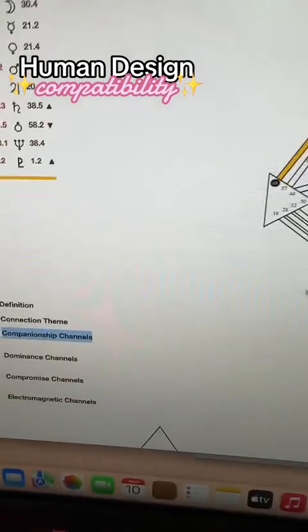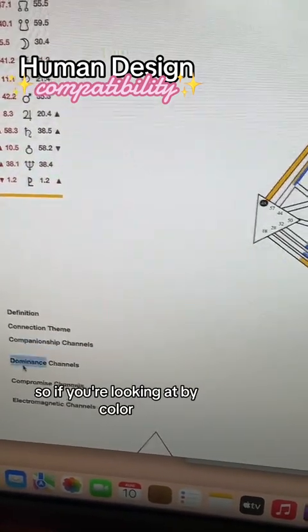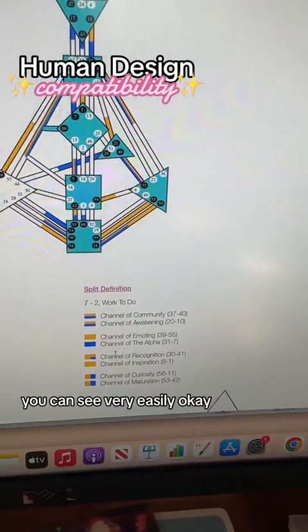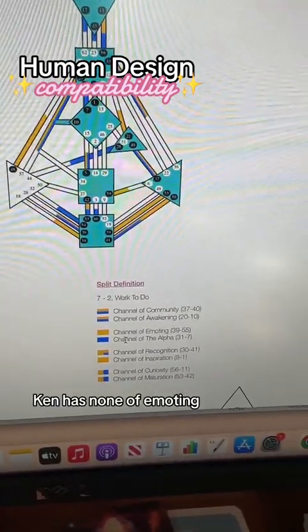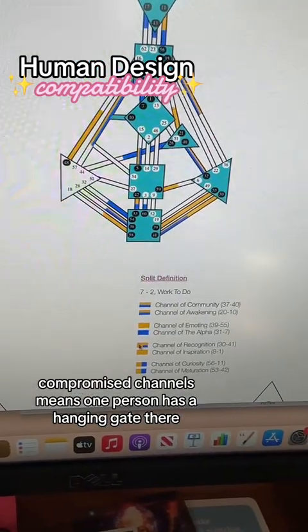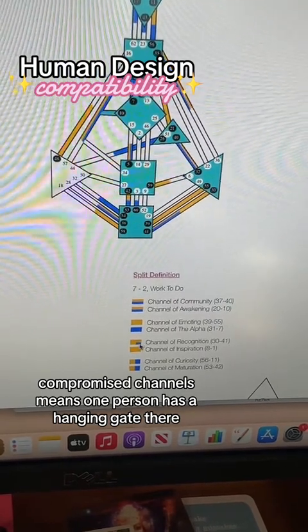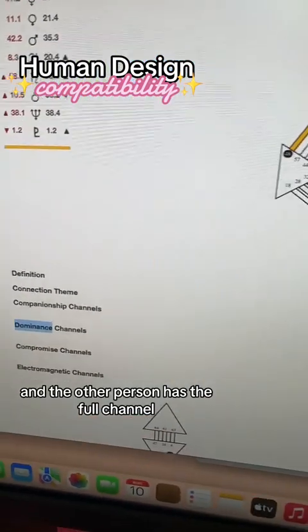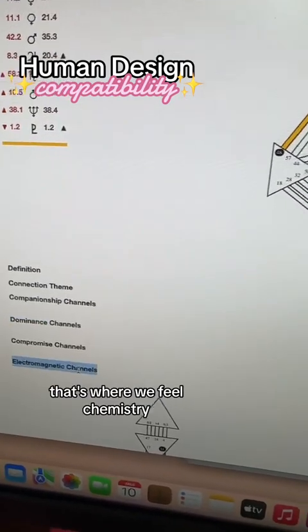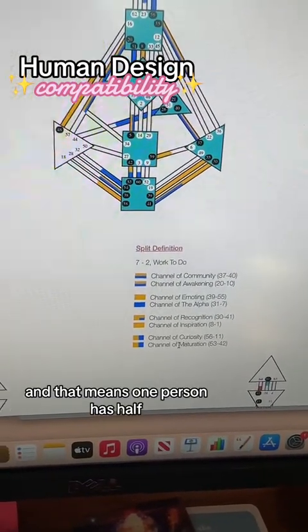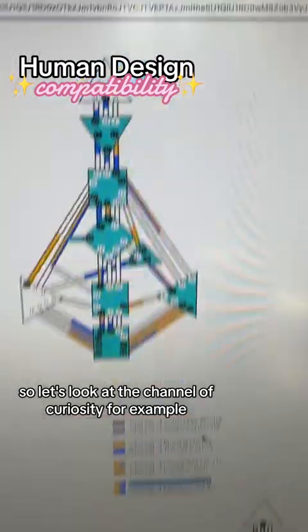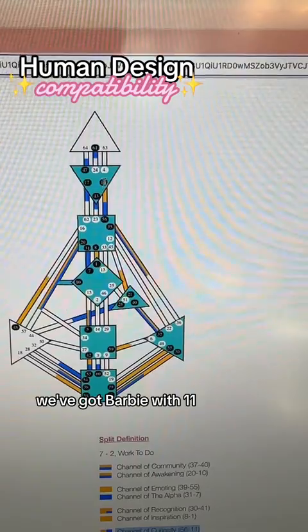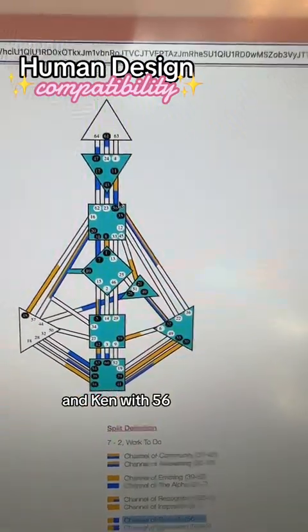Okay, so anyway, we're looking at dominance channels. If you're looking by color, you can see very easily that Barbie has emoting and Ken has alpha. Ken has none of emoting, Barbie has none of alpha, if that makes sense. Compromise channels means one person has a hanging gate there and the other person has the full channel. Electromagnetic, that's where we feel chemistry. And that means one person has half and the other person has the other half. So let's look at the channel of curiosity. For example, we've got Barbie with 11 and Ken with 56.